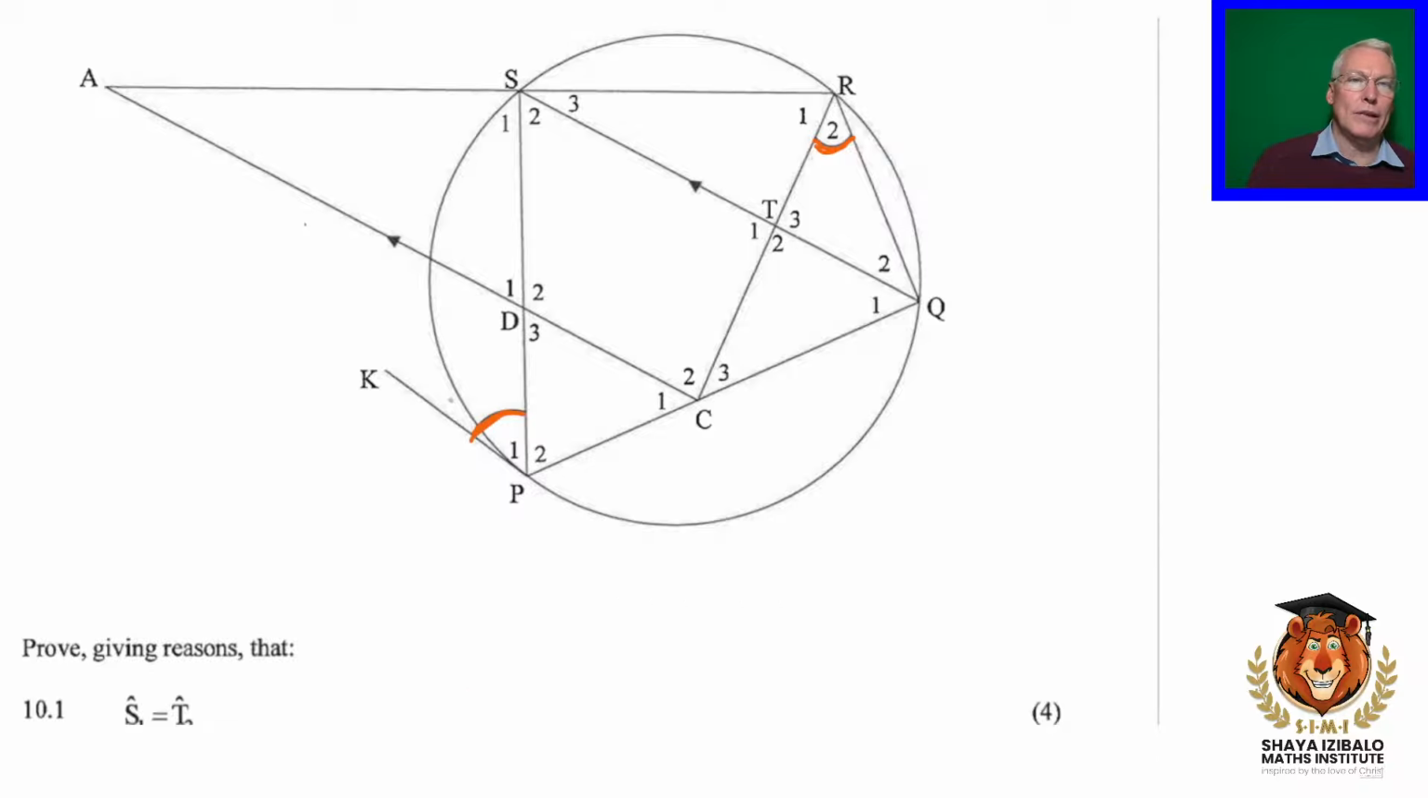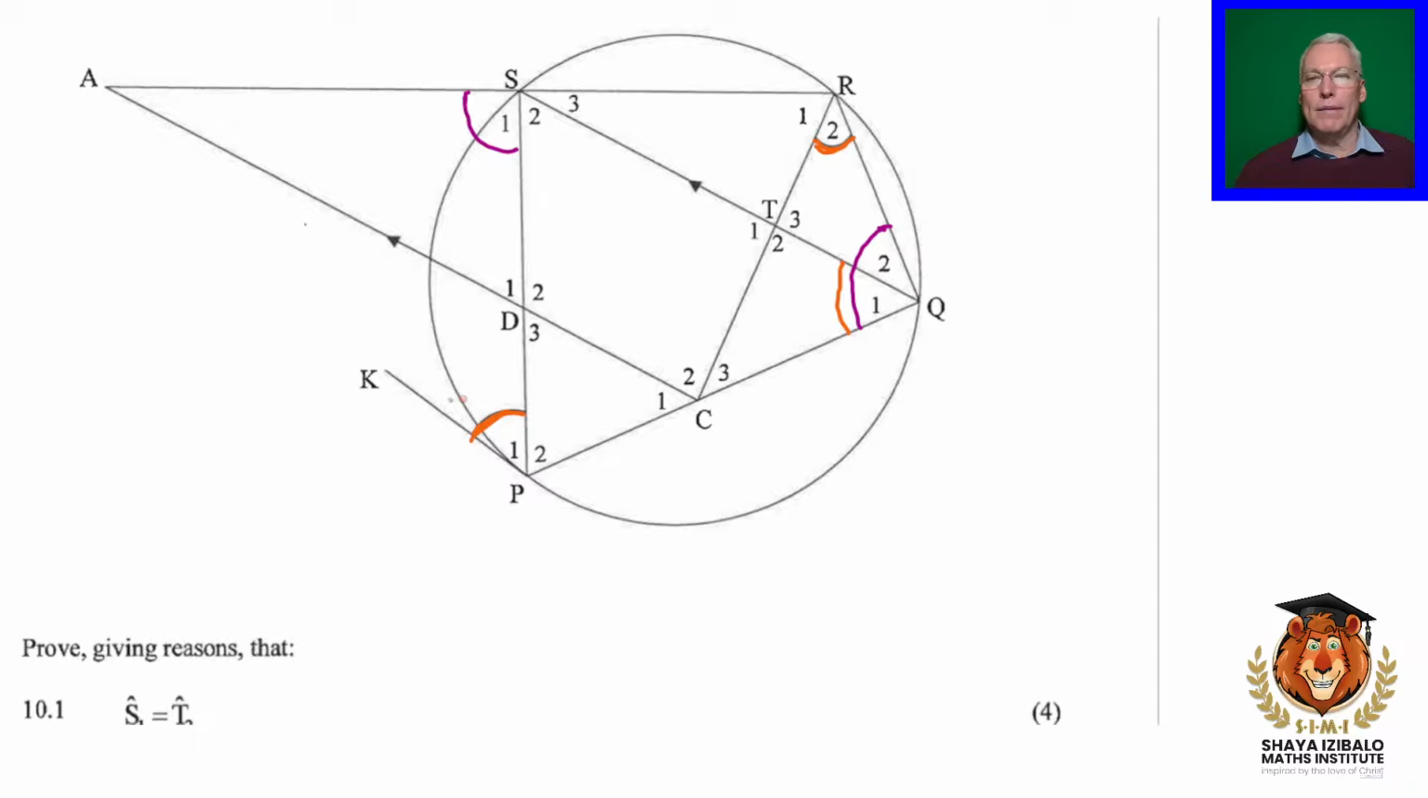Now, let's just look at S1. S1 is in a strategic position, because it's actually an exterior angle of a cyclic quad. So we know that S1 is equal to both of those two. We also know that P1 is equal to Q1 because of the tan chord theorem. P1 equals Q1, so that equals that. And we know that T2 is an exterior angle.